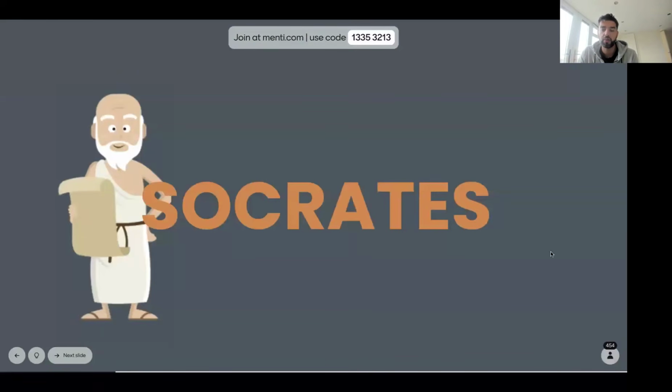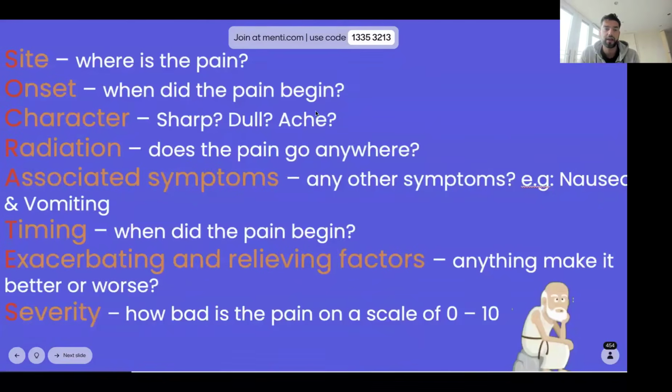we can use an acronym called Socrates for that. So Socrates is an acronym which we can break down into these questions. So S is for site. So when we say site, so where exactly is the pain? So the location, which is a question you guys asked. And then onset is about when the pain began. So when did this start and how long has it been going on for?